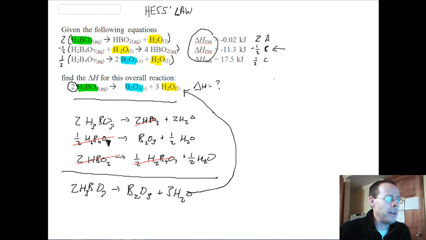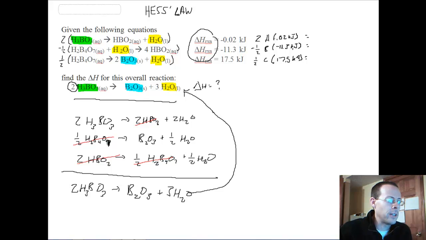So what that means is up here, with the mathematical stuff I put here, I'm going to multiply my delta H's by the factor that I listed next to these. So I'm going to multiply 2 times negative 0.02 kilojoules, and I'm going to take negative half times negative 11.3 kilojoules, and then lastly I'm going to take half times 17.5 kilojoules. I can get these answers for each of these.